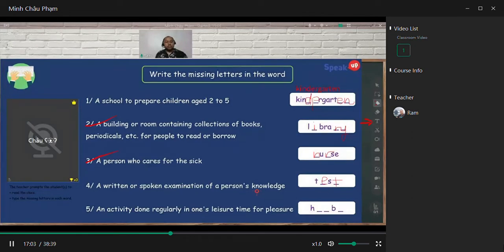Right, that is correct. The answer there is test. Good job. So last question, number 5. It's an activity done regularly in one's leisure time for pleasure. What do you think that is? Right. So your answer there is hobby. Although the spelling is incorrect, instead of O, that should be B.